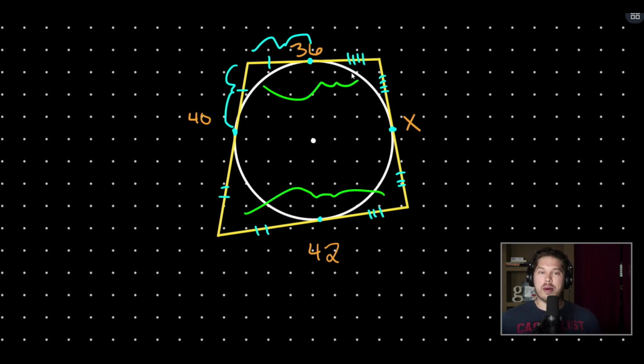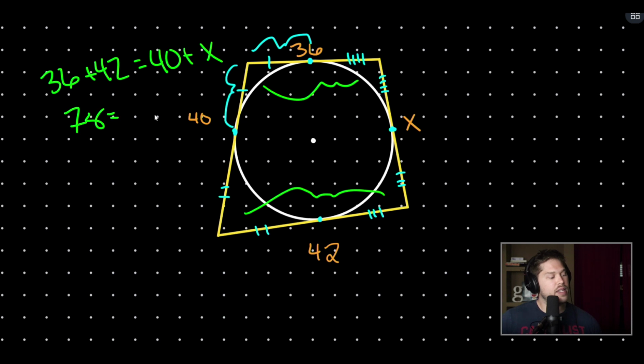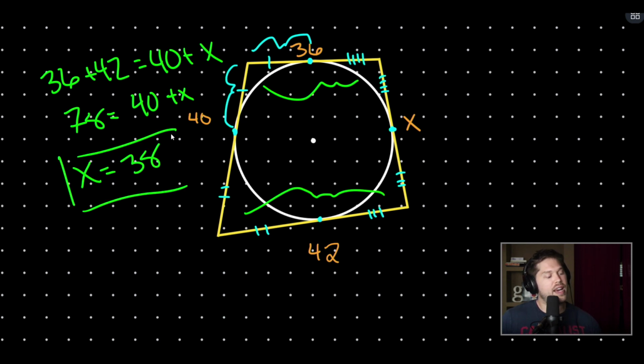And our other opposite sides are similar. They have a side length marking of 1, 2, 3, and 4. Therefore, our opposite side lengths must sum to be the same value. So 36 plus 42 must equal 40 plus x. Therefore, we can see that 78 equals 40 plus x, and so x is equal to 38. Fantastic job. Great work, everybody.